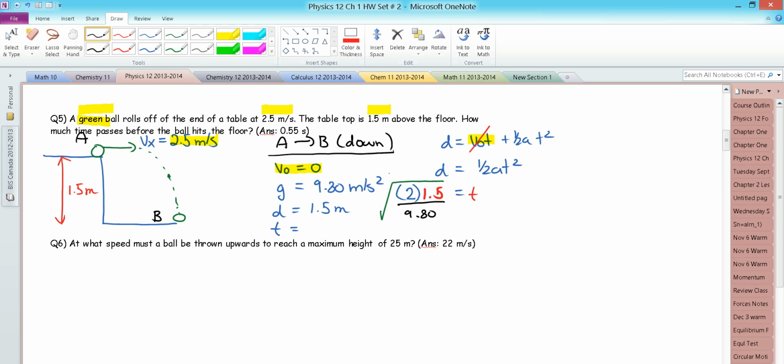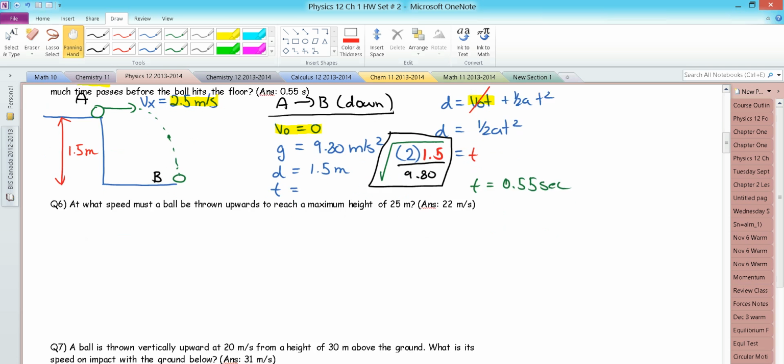Once you put this expression into your calculator, you should get a time of 0.55 seconds. So that is question number 5, and now I'll be moving on to question number 6.